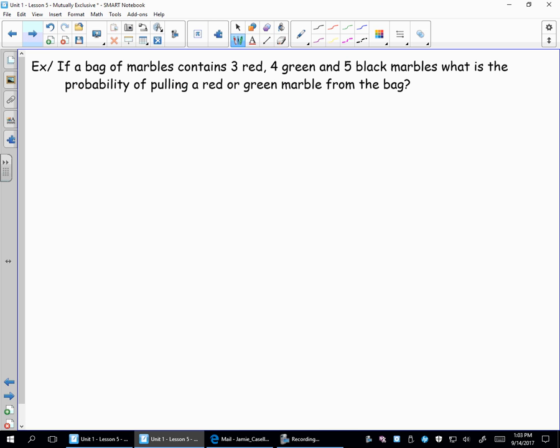So we'll take a look at an example here. We have a bag of marbles. It contains 3 red, 4 green, 5 black. What's the probability of pulling a red or a green from the bag? So I'm going to write this down as the probability of red or green.